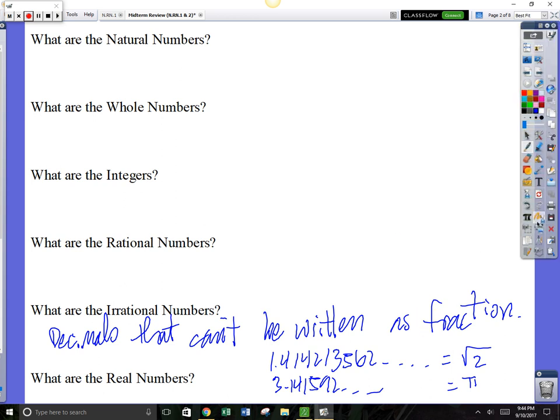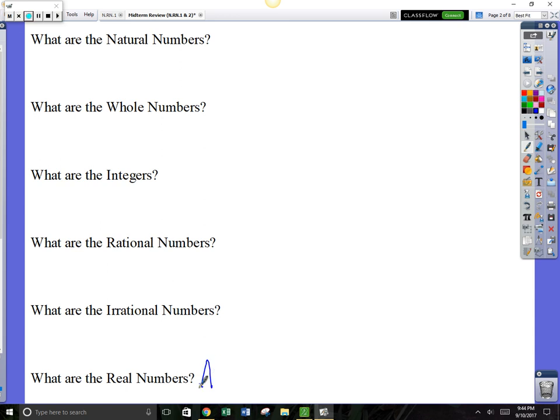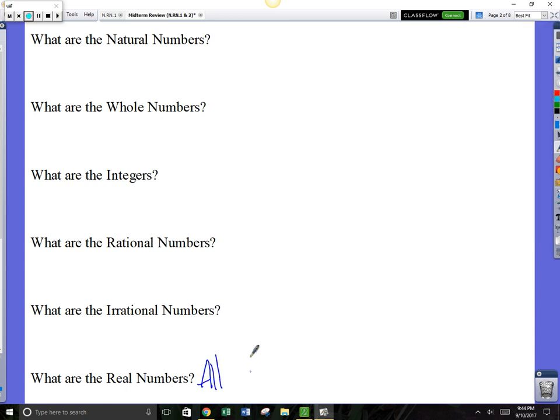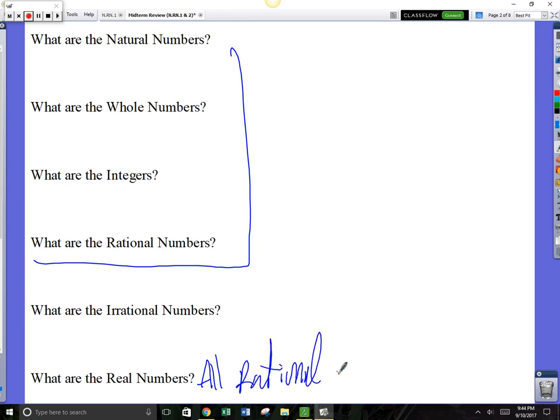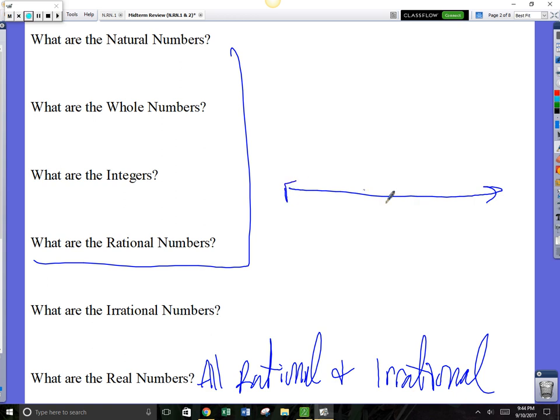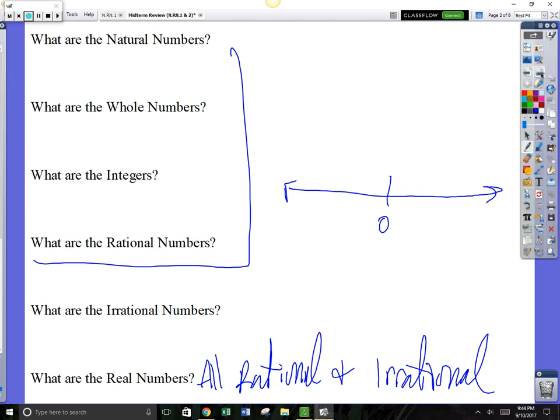So the real numbers are both categories. They're all these: the rationals, integers, whole numbers, naturals, and the irrational. So all rational and irrational. Those are the real numbers. Any number that exists on this number line. If that's 0, this is positive infinity, negative, anything on here is a real number.